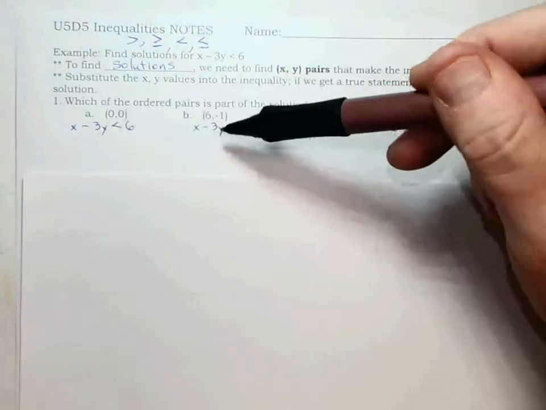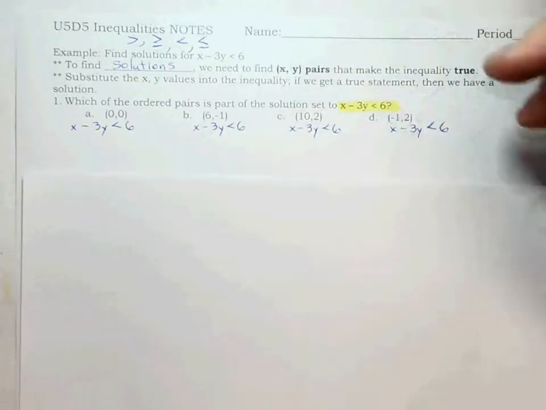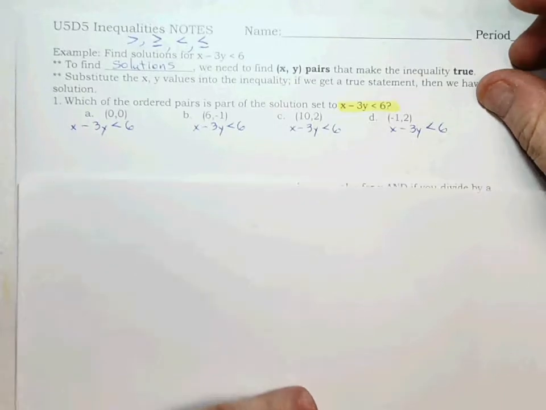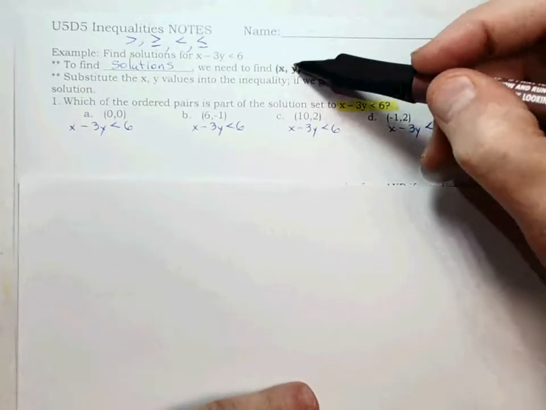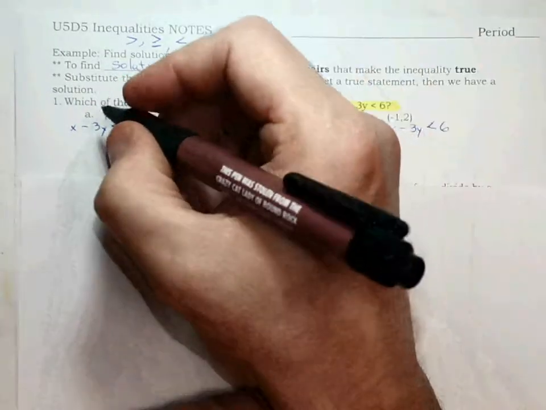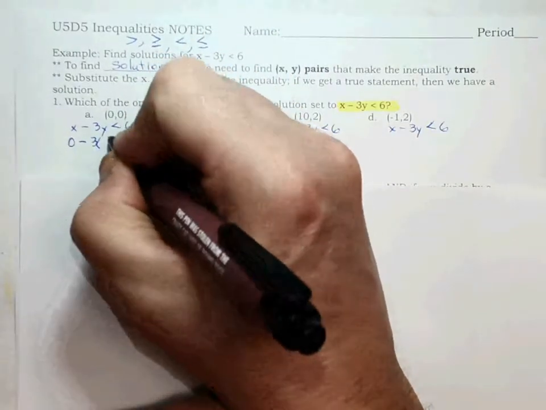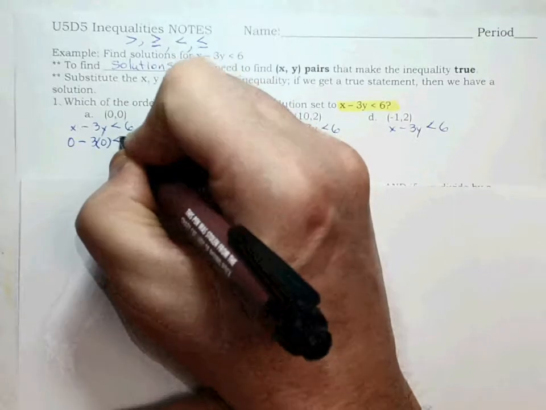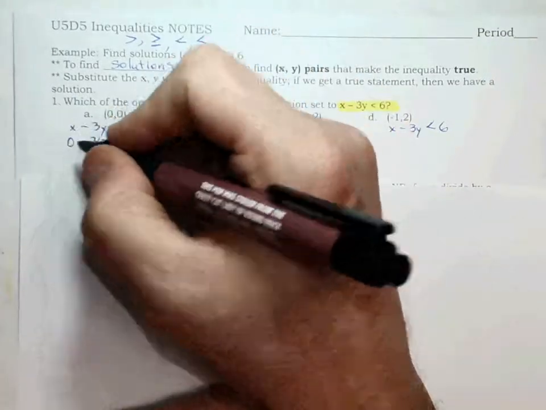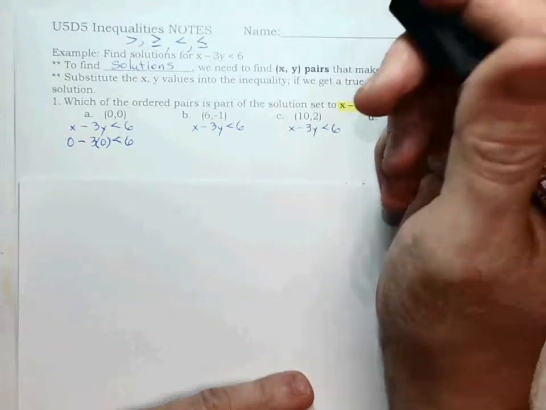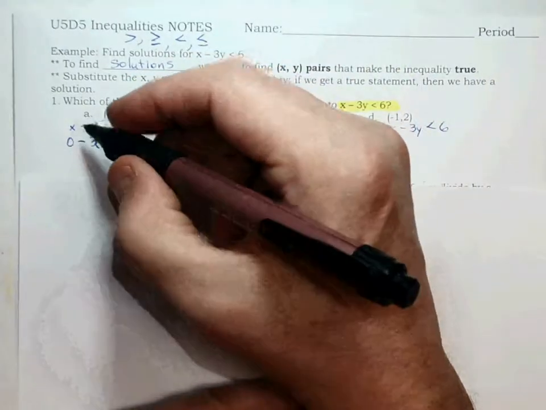So I've taken the liberty of writing this inequality in preparation for testing each of these 4 points. Remember, the first number is the x, second number is y in the ordered pair. So I've got a 0 minus 3 times y, which is also 0. And the question is, is all the stuff on the left less than 6? Well, this is 0 minus 0, which is 0.